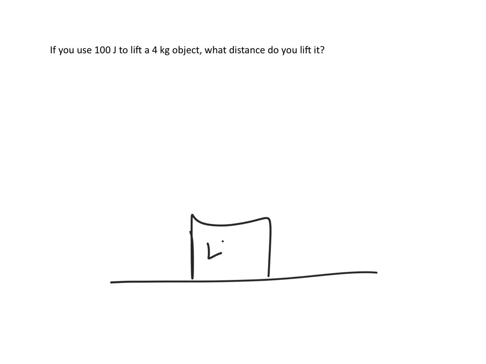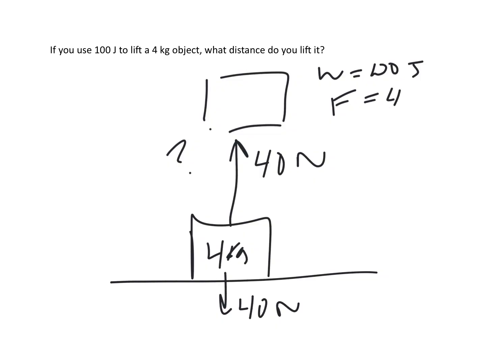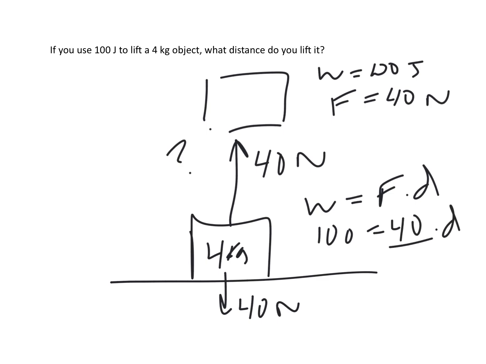Here I'm picking up a box. The box is 4 kilograms, which means it has a weight of 40 newtons, which means I'm picking it up with a force of 40 newtons. I want to know how far I lift it. And so I know my work done is 100 joules. My force is 40 because that's how much it takes to pick up. So work equals force times distance. I have 100 equals 40 times d. If I divide each side by 40, the distance will be 2.5 meters.